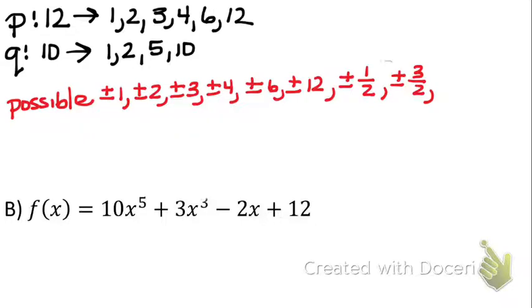So now you're going to take these numbers and divide them by 5. So that would be plus or minus 1/5, plus or minus, so now I'm going to take the 2 over 5, the 3 over 5, the 4 over 5, 6 over 5, and 12 over 5. Those are all going to be new.